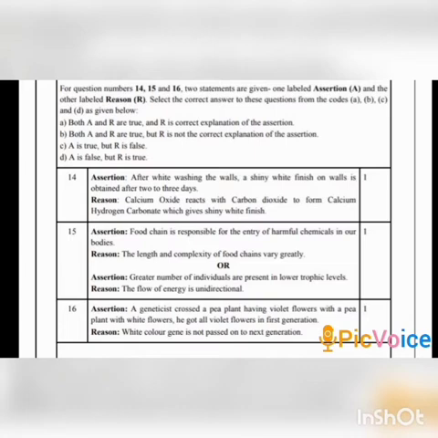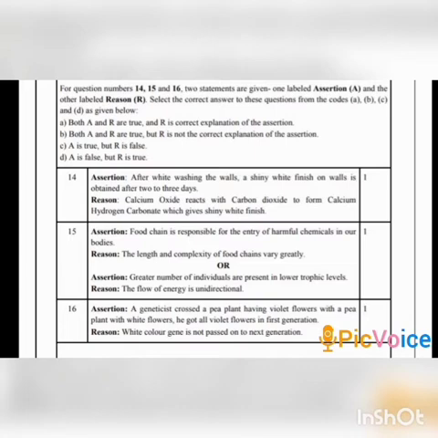Option A is assertion and reason are true, and reason is the correct explanation of the assertion. Option B, assertion and reason are true, but R is not the correct explanation of the assertion. Option C, assertion is true but reason is false. Next, assertion is false and reason is true. So you have to select one from these options. So here the answer of this question is option B. That is, both assertion and reason are true, but R is not the correct explanation of assertion.